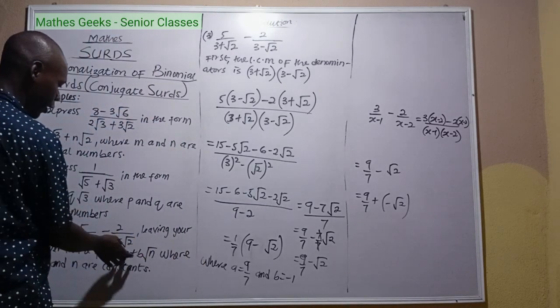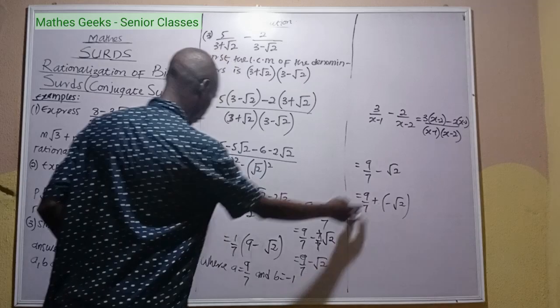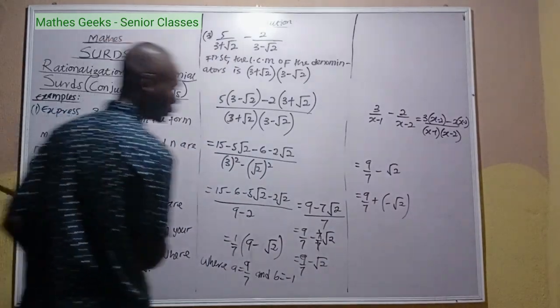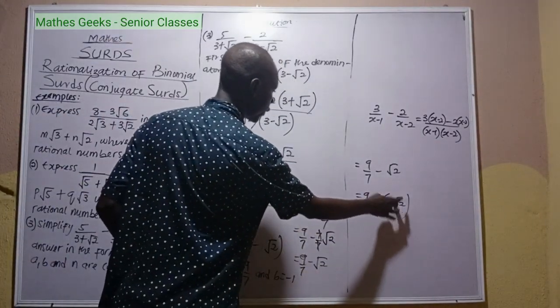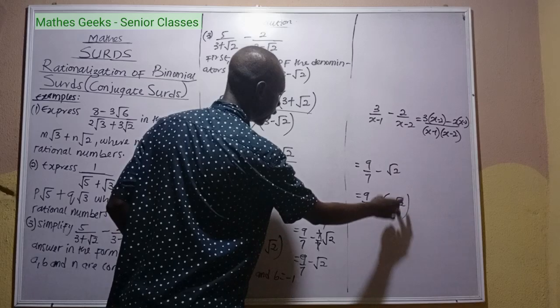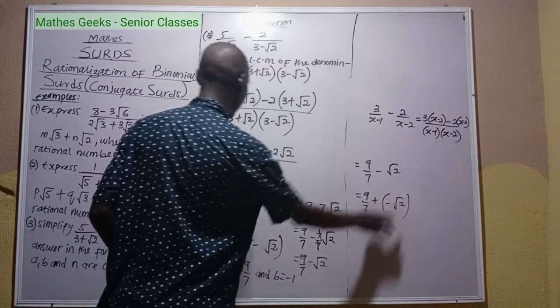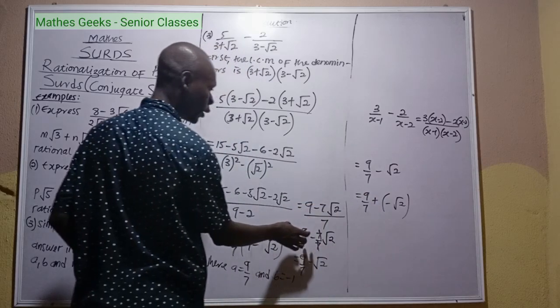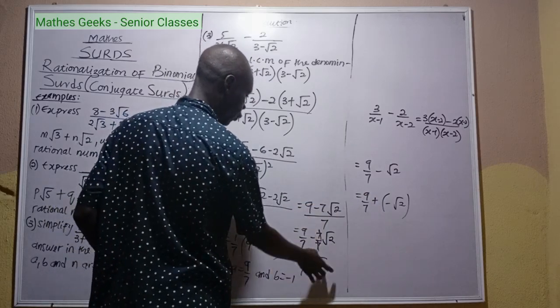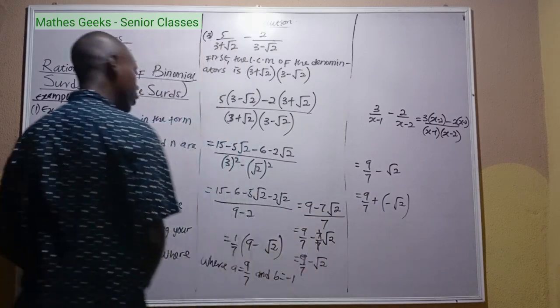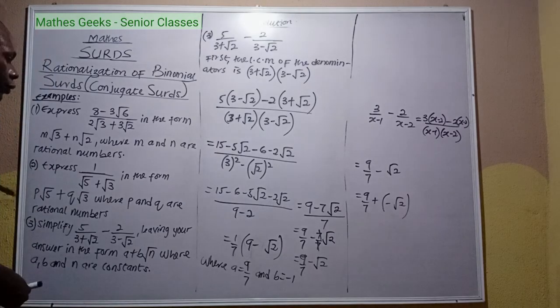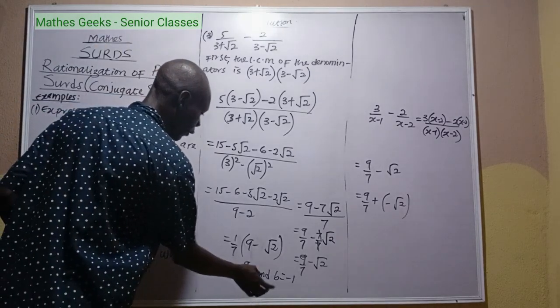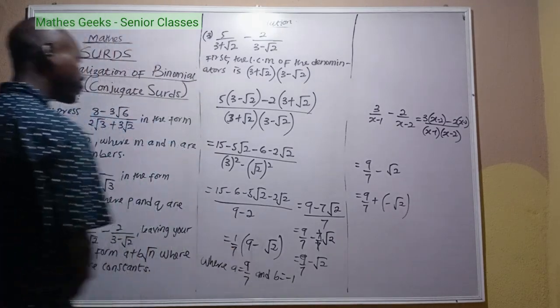So where a is equal to 9 over 7 plus, and then b is now minus 1, because here you don't have anything, and that means it's 1, so it's minus 1 root 2. So minus 1 root 2 times plus gives you 9 over 7 minus root 2, which is the exact solution that you have here. Okay, so that's our answer. So our a is 9 over 7 and b is minus 1.